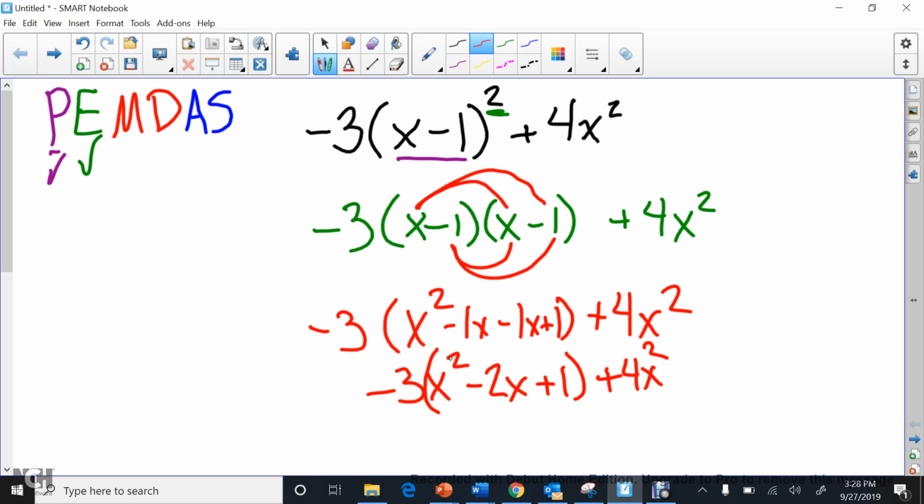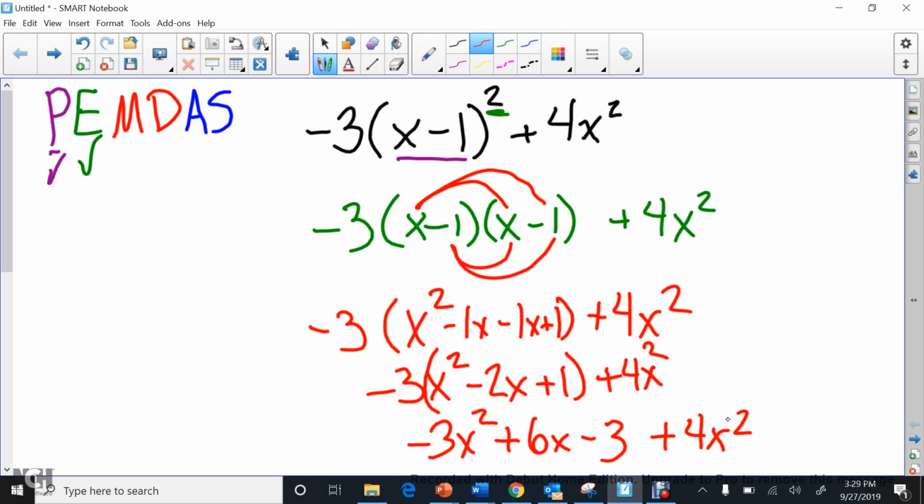Now we need to distribute the negative 3, and this is multiplication, so that is still part of the step that we're on. Negative 3 times x squared is negative 3x squared. Negative 3 times negative 2x is positive 6x. Negative 3 times positive 1, a negative times a positive is a negative, and 1 times 3 is 3. My plus 4x squared still remains at the end.